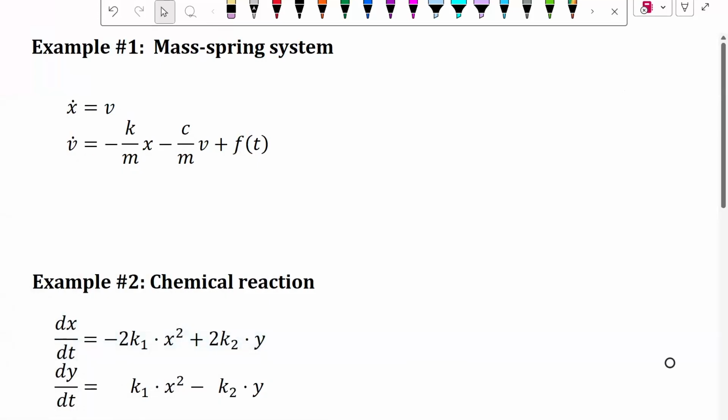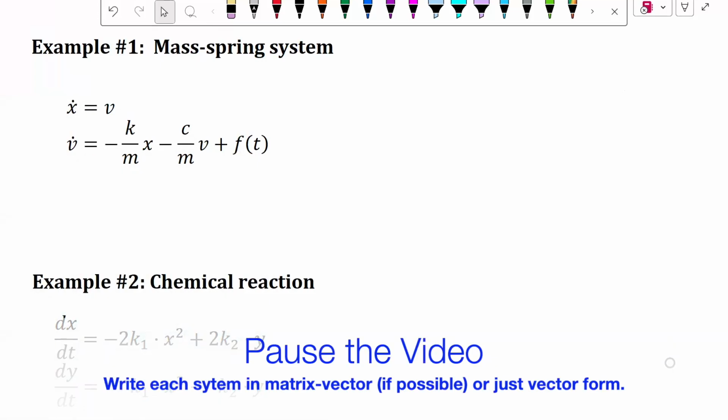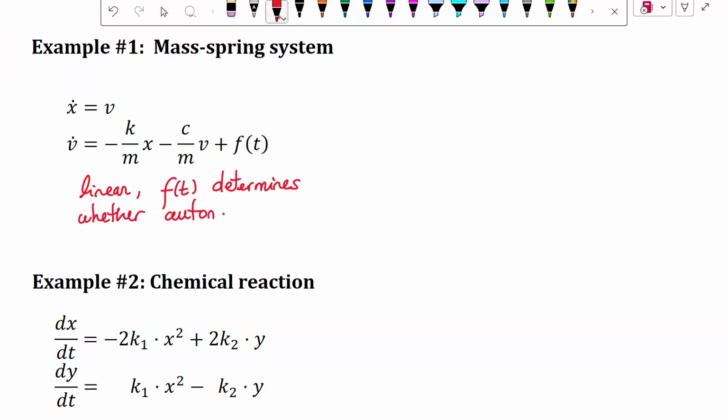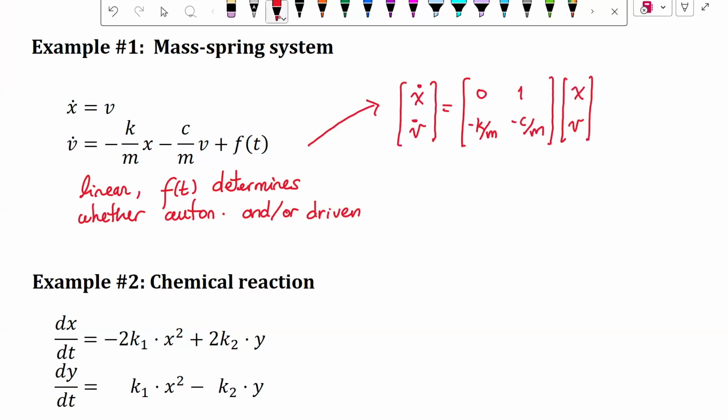Here we have a reminder of the kinds of models we have already seen. Pause briefly and try to write each of these ODE systems in matrix vector form if possible. If the system is linear, you can always write it in matrix vector form, but if it's nonlinear, just write it as a vector. Our first system is linear, and the function f is going to determine whether or not it is autonomous or driven.